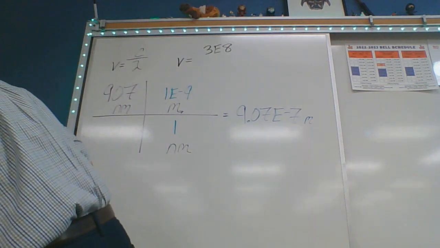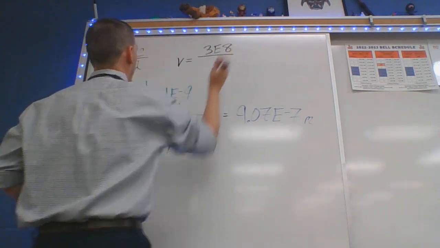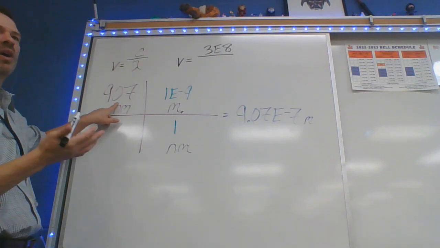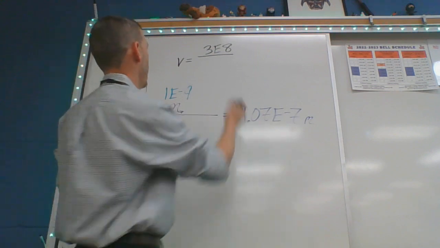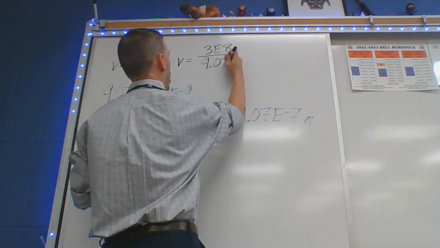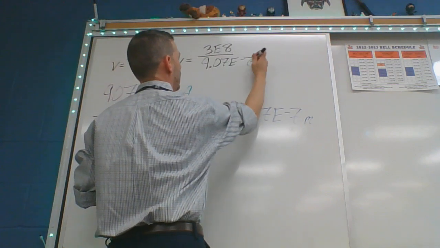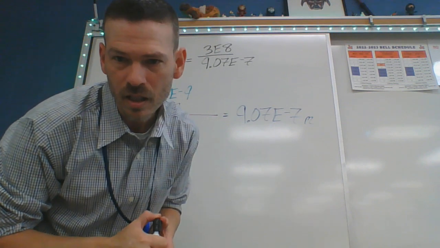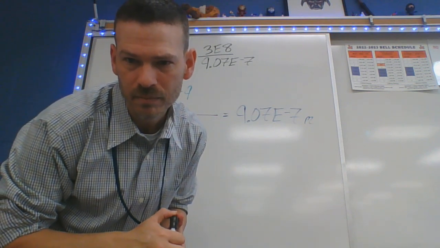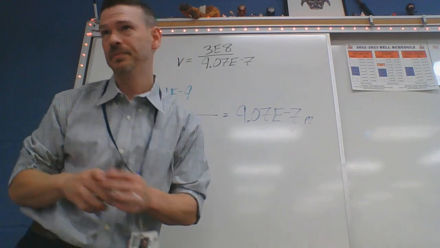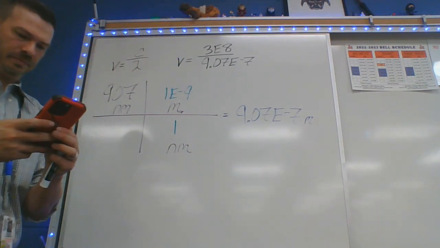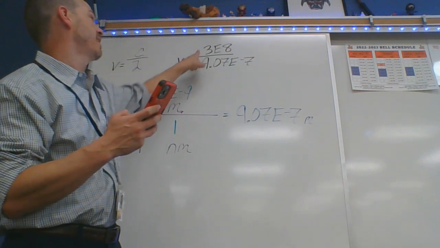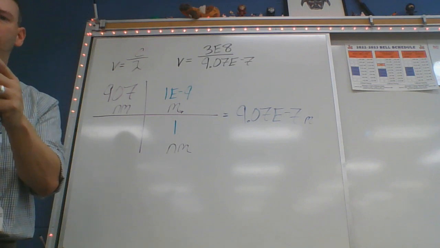3E8 over wavelength, which we just fixed, right? It gave us a wavelength, but it was the wrong units. There's the correct units, 9.07 E negative 7. See if you can solve this. That divided by that. Watch your calculator button pushes.